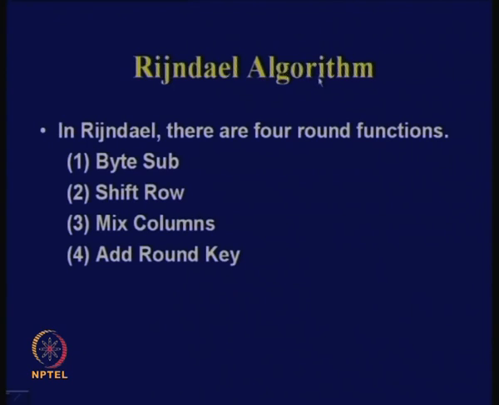So looking inside the Rijndael algorithm, each round has 4 functions. There are 4 round functions. The first one is called Byte Sub, then you have Shift Row, then Mix Columns, and then Add Round Key. Let's discuss them one by one.